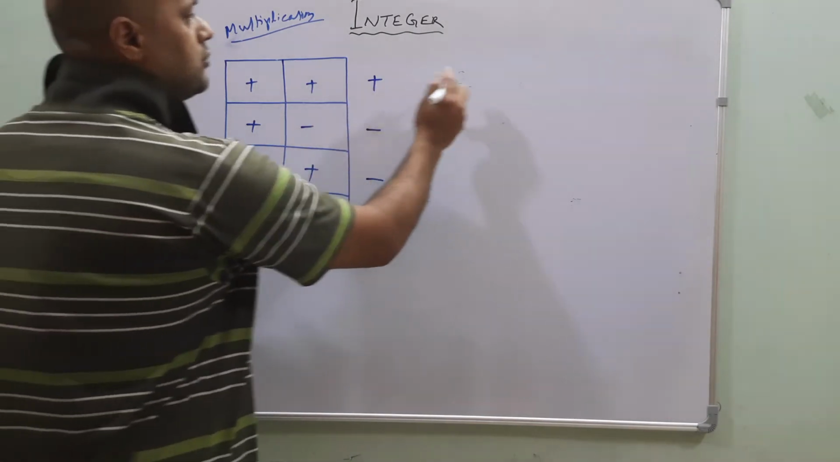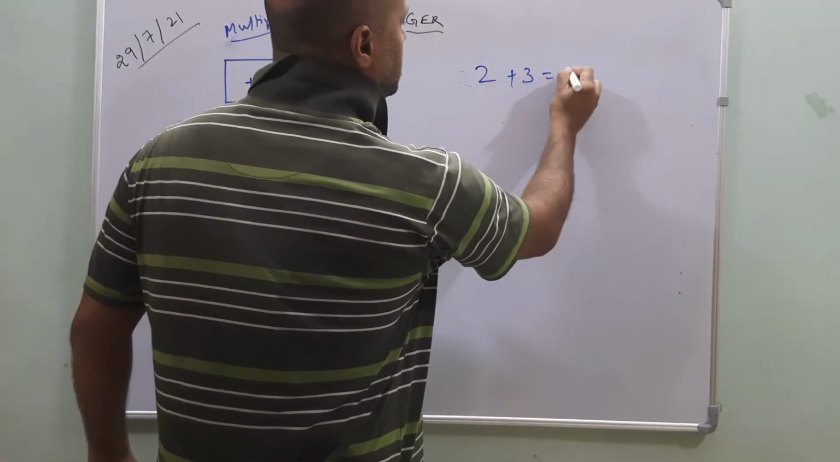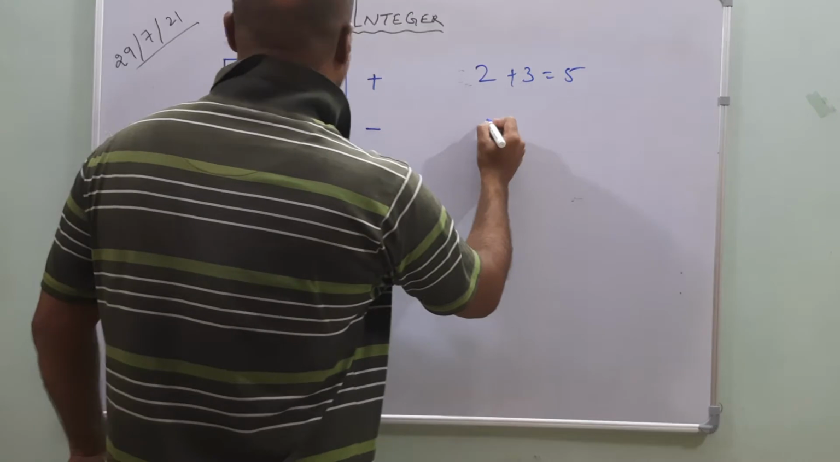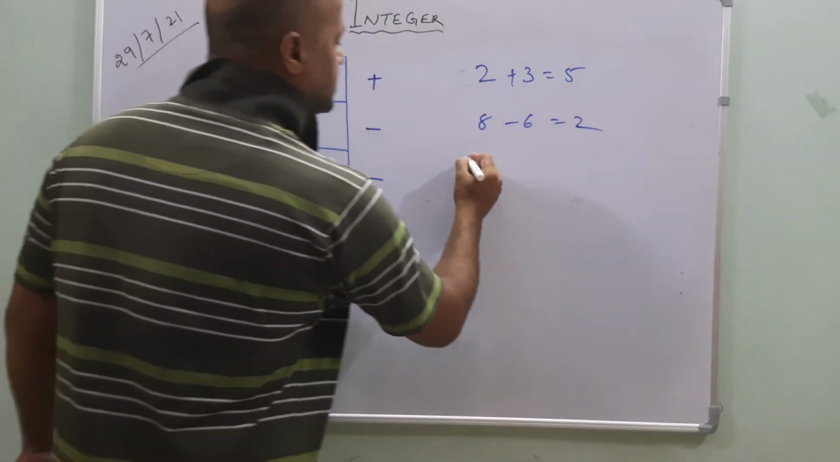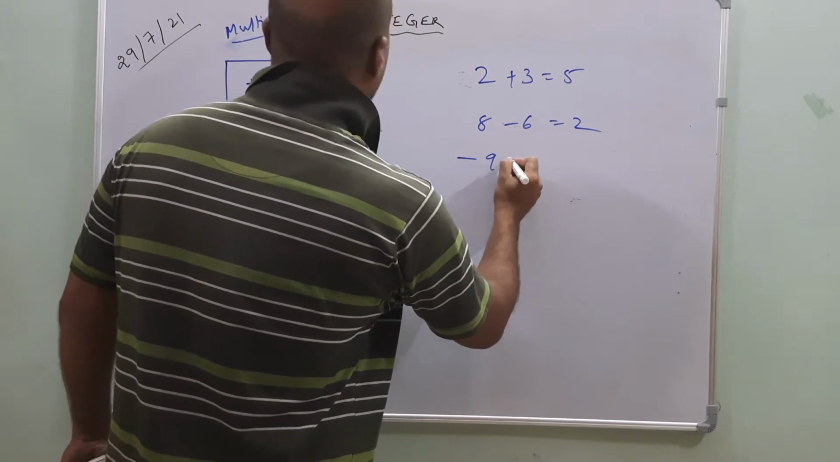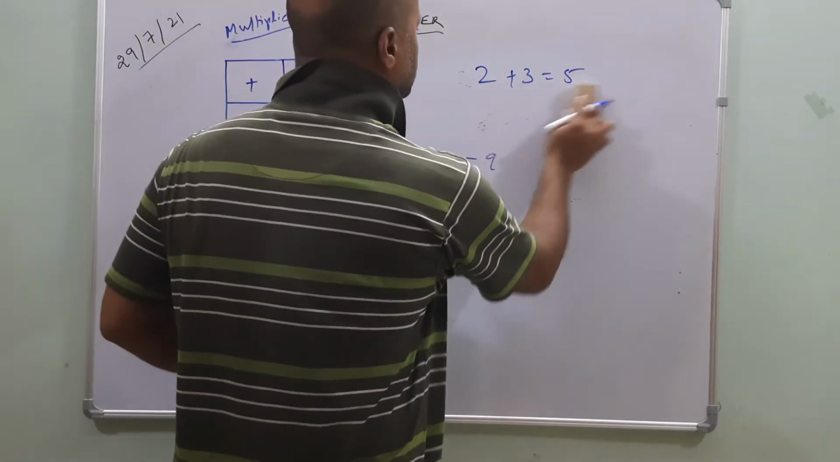So this one you can try it. Same example, it is 5. Here also, what is that? 8 minus 6 is equal to 2. Here 1 minus is there, minus 9. Sorry. Here multiplication is going on now.